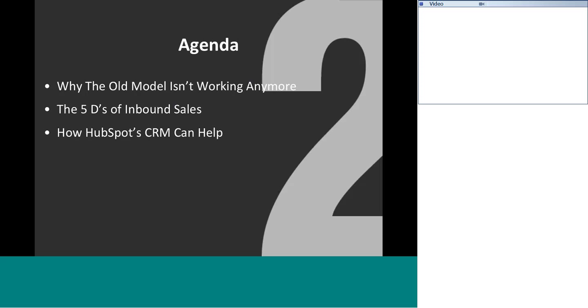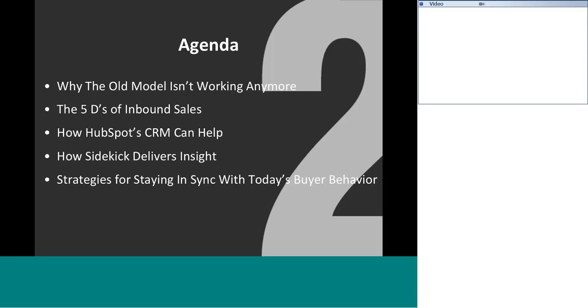We're going to talk today about how HubSpot CRM can help. They've got a great tool, but it'll be more about how CRMs in general can help you with your process. And the goal really today is to tie it all together, your sales process and the CRM, one tool to use. There's a tool called Sidekick, and because CRMs are great, but you want some insight into the prospect and the company that you're calling on. And I'm also going to talk about strategies for staying in sync with today's buyer behavior.